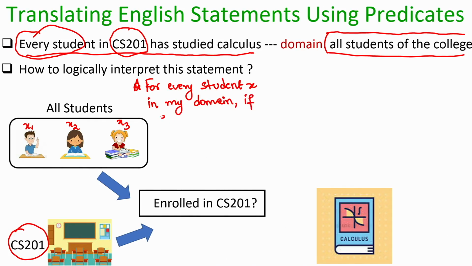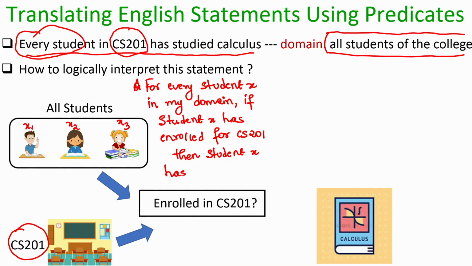if student x has enrolled for CS 201, then student x has studied calculus. That is the logical interpretation of this statement, that every student in CS 201 has studied calculus. I am making an assertion about every x from my domain.